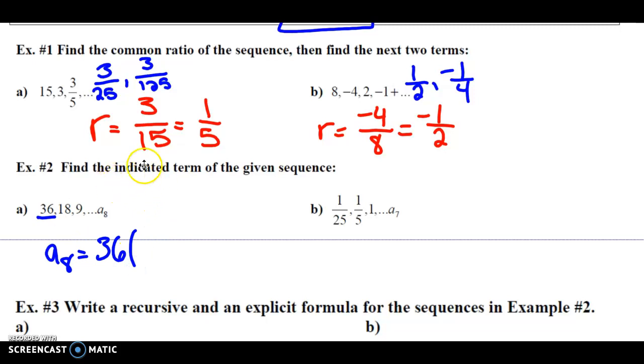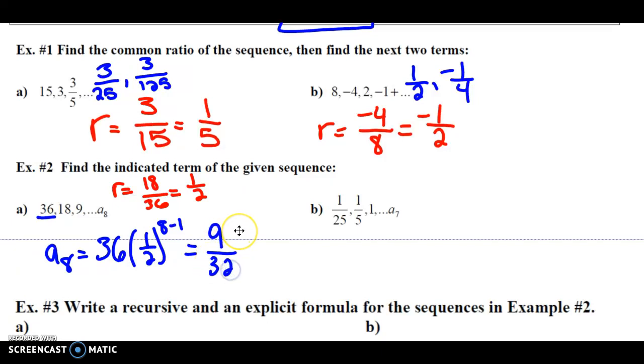Now we have to find the ratio. In order to find the ratio, do the second term divided by the first term. So 18 divided by 36 simplifies to 1/2. And then we're going to raise it to the n, or since we're finding the 8th term, it's 8 minus 1. You can put this in your calculator, and then make sure you put it into a fraction, and you get 9/32.